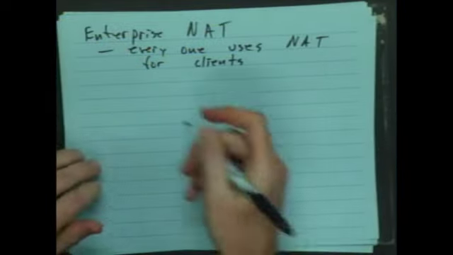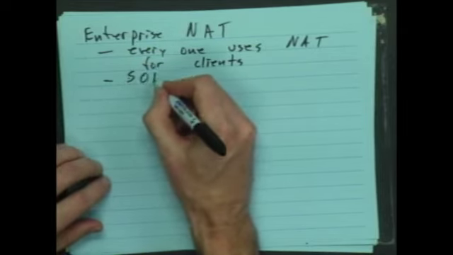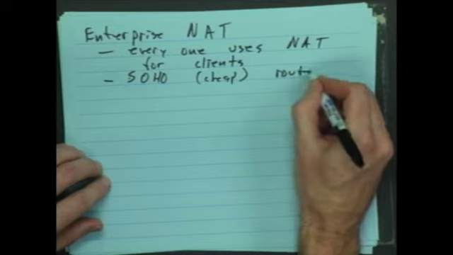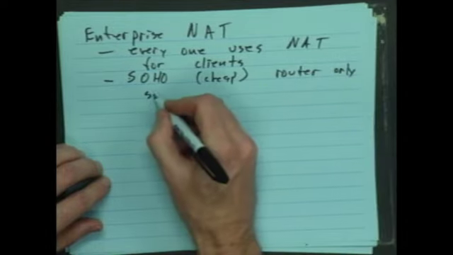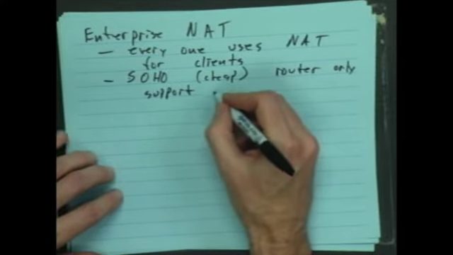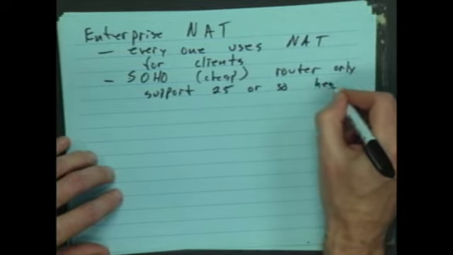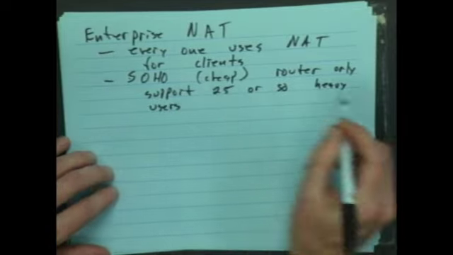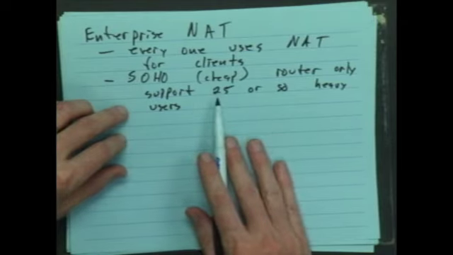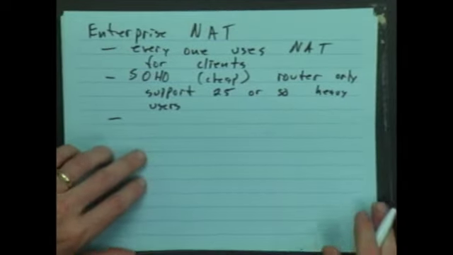Now, if you're using what they call a small office, home office, that is a cheap router, that's only going to support, it's hard to say, 25 or so heavy users. It's only going to support that many because they're going to open up tons and tons of ports, right? Think about Dr. Haynes trying to do BitTorrent on his Verizon router.